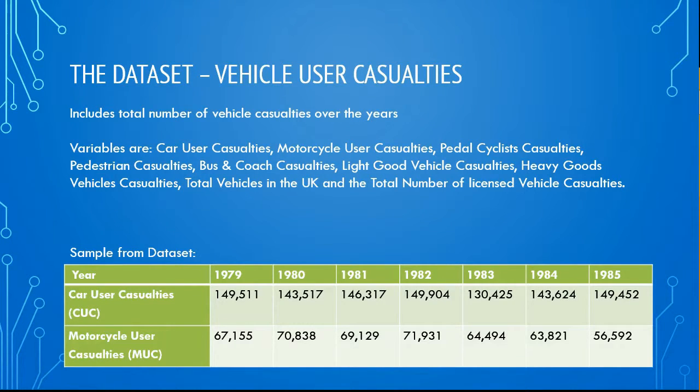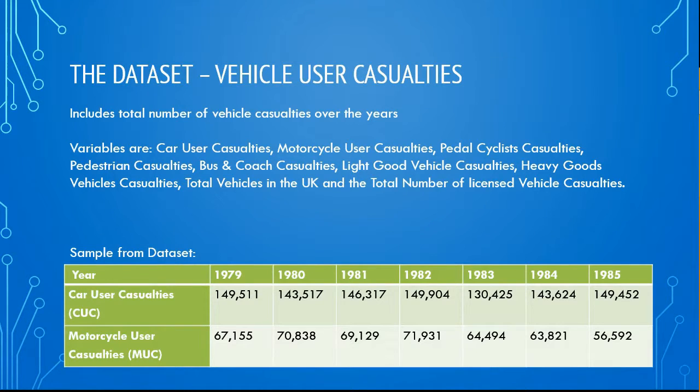Vehicle casualties is a serious matter, and the aim of this project is to find some trends in vehicle casualties over the years. The project can be used to help give an idea of what actions need to be taken, or whether action does need to be taken to help reduce road casualties. The data that we'll be using is about the vehicle user casualties in the UK from 1979 to 2008.